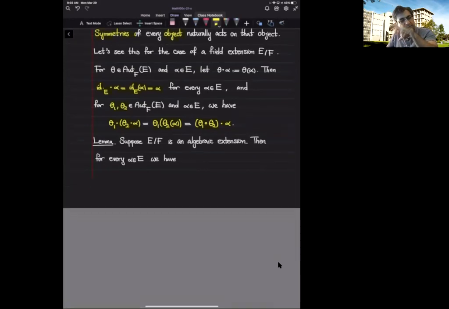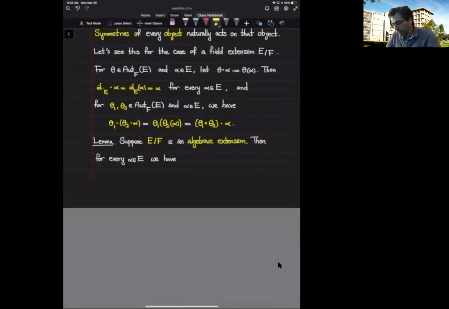Now, in this context, when I give you an algebraic extension, we have also studied what the orbits are, kind of, at least in one direction.